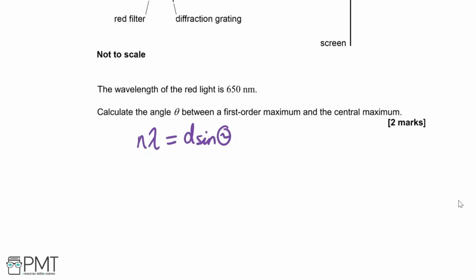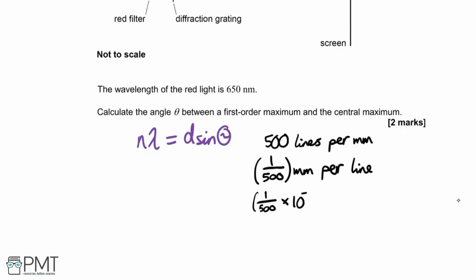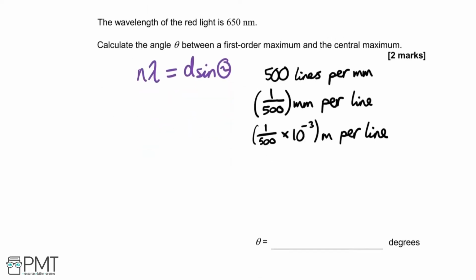So let's convert that first of all by first working out the number of millimeters per line and then the number of meters per line. So I've made a quick conversion there. You'll notice that either side of the word per, we've got lines per millimeter and then millimeters per line. You just need to invert the value. So do 1 divided by that value. So 1/500 millimeters per line. And then to convert from millimeters to meters, we need to divide by 1,000 or multiply by 10 to the power of -3. So that's going to give us a value of 2 times 10 to the power of -6 meters per line, which is also the slit spacing.